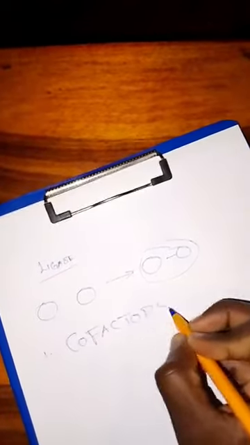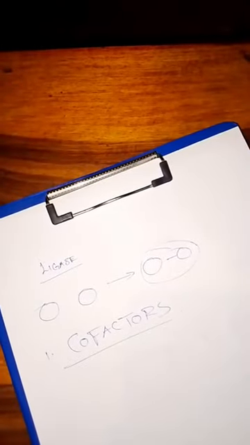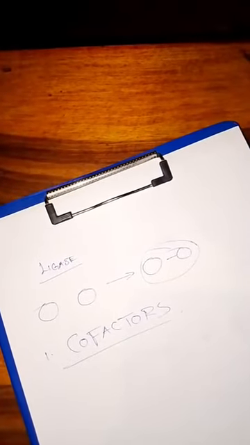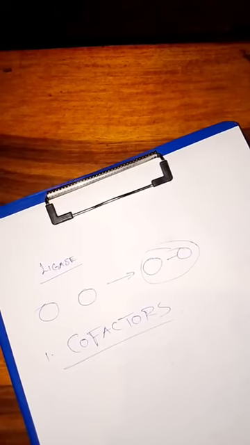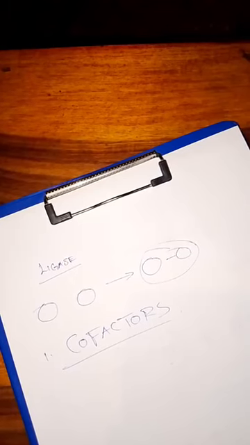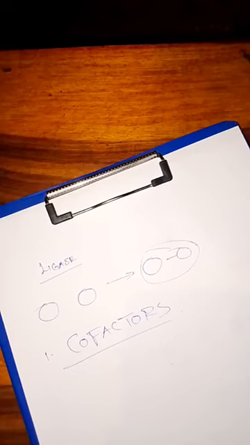So let's start now with cofactors. What are cofactors? Basically, cofactors are non-protein chemical substances that help an enzyme to work properly. An enzyme without its cofactor is inactive. When a cofactor binds to the enzyme, the enzyme becomes active and is able to carry out its function. Remember, a cofactor is not the same as a substrate. These two are different.